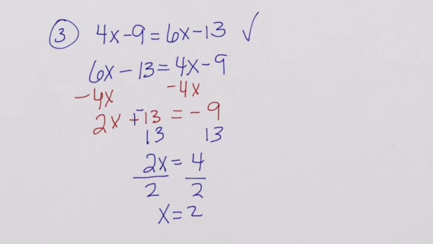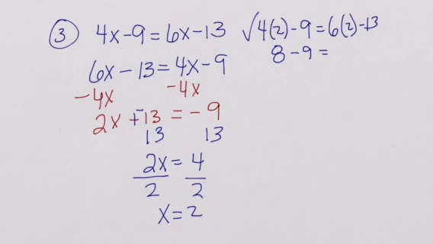Now we're going to check it. 4 times 2 minus 9 is equal to 6 times 2 minus 13. So 4 times 2 is 8 minus 9 is equal to 12 minus 13. When do we subtract? Never. We add a line and change the sign, add a line and change the sign. This is going to be negative 1 is equal to negative 1. So that means x is equal to 2.